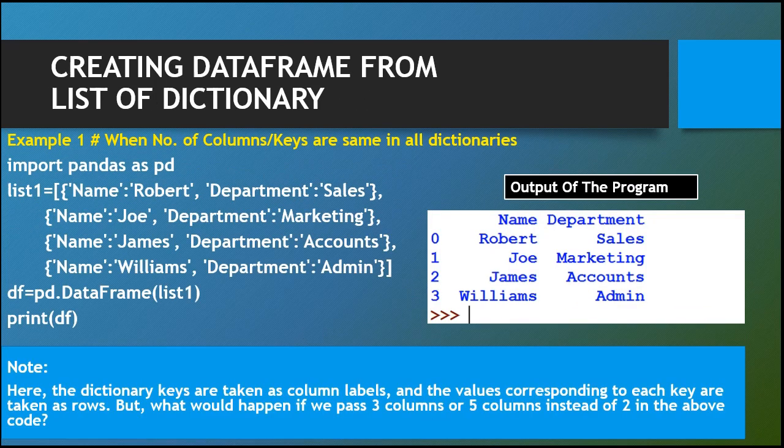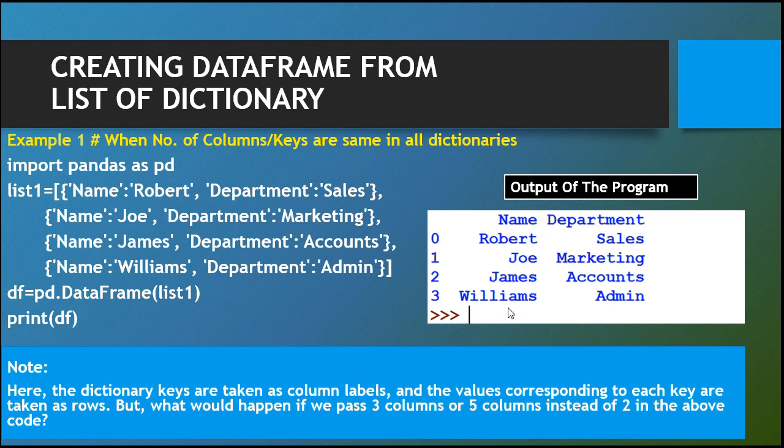Let us see how to create a data frame from a list of dictionaries. For this we have created a variable list1, and inside this list we have created 4 dictionary items, and in each dictionary item there is a key value pair: name, department for all the 4 members.